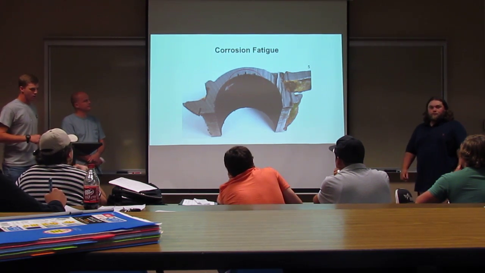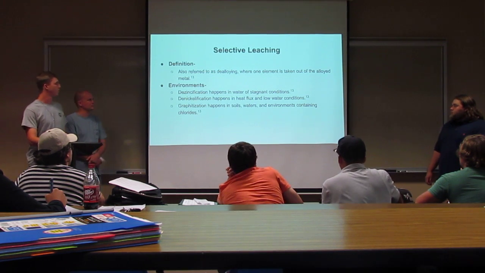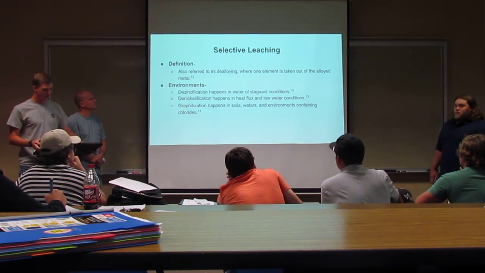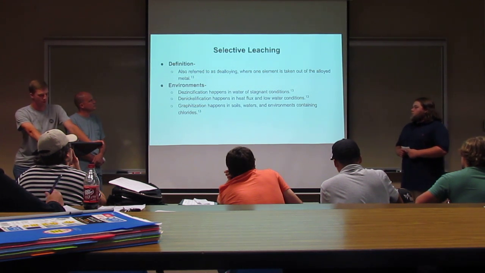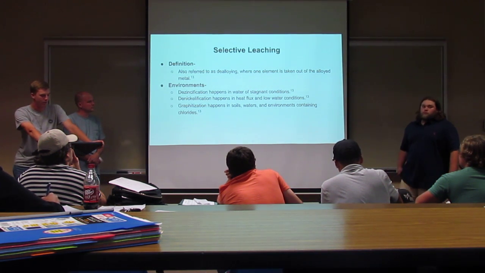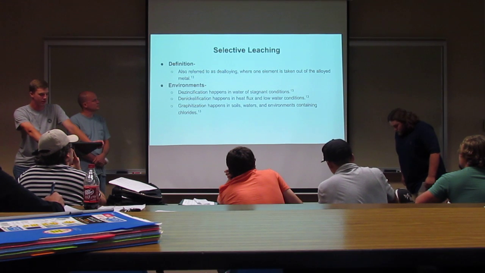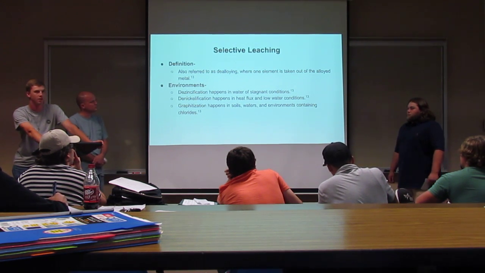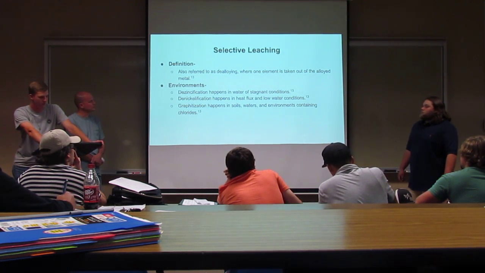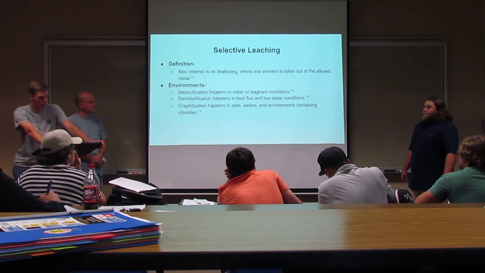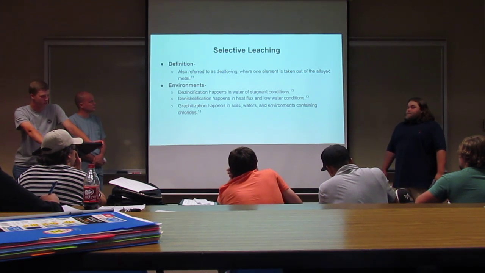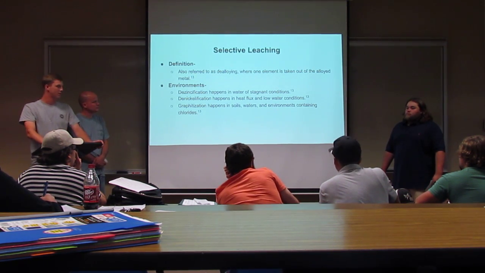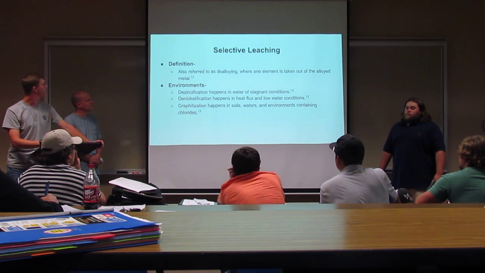Selective leaching is also referred to as de-alloying, where one element is taken out of the alloyed metal. Environments: dezincification happens in water of stagnant conditions. Denickelification happens in heat flux and low water conditions, and graphitization happens in soils, waters, and environments containing chlorides.